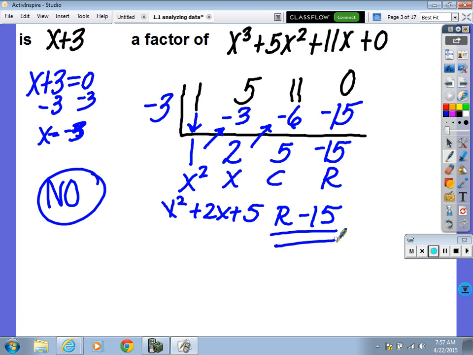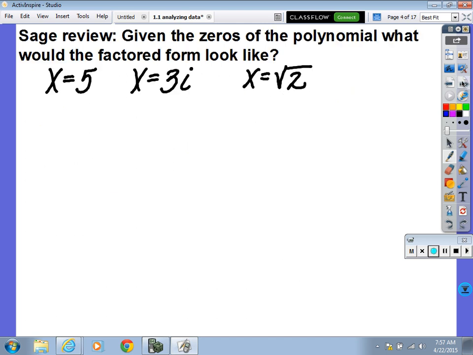Okay, moving on. This will be our last stage review problem for today. So make sure you read the problem because you don't need to do all this extra stuff. You've got to figure out what it's asking you. So it says, given the zeros of the polynomial, what would the factored form of the polynomial look like? So given these zeros, given these roots, what would the factored form look like? So we have x is equal to 5, that's a root. x is equal to 3i, that's a root. And x is equal to the square root of 2, that's a root.